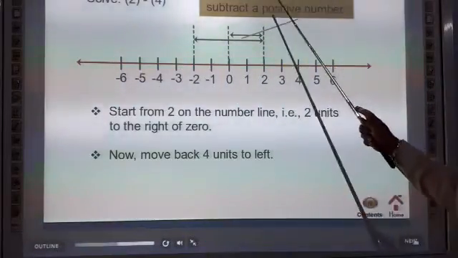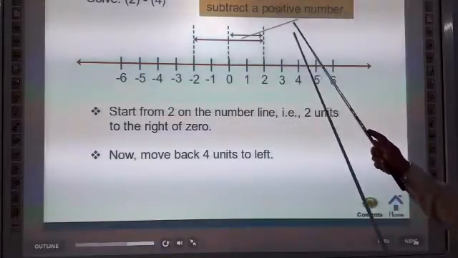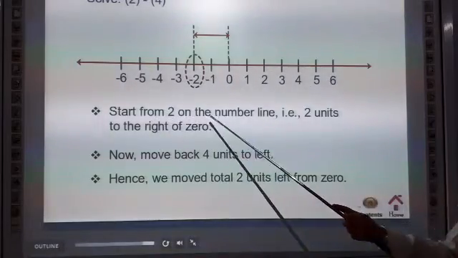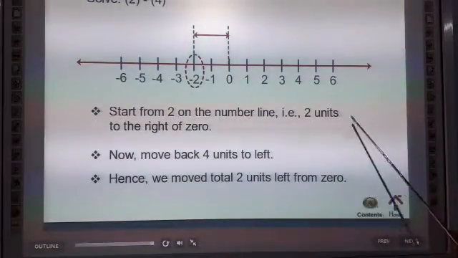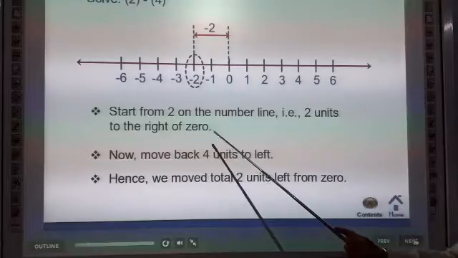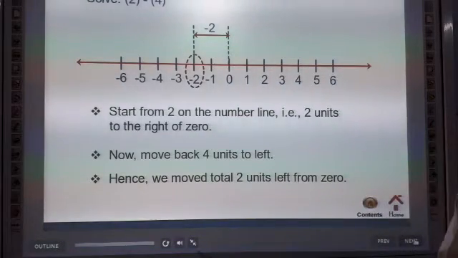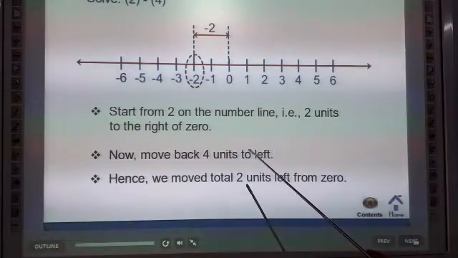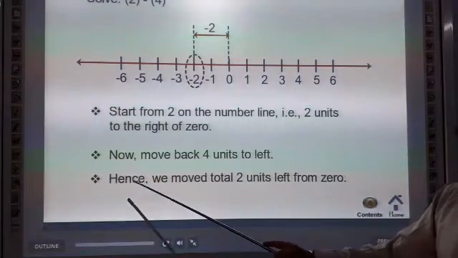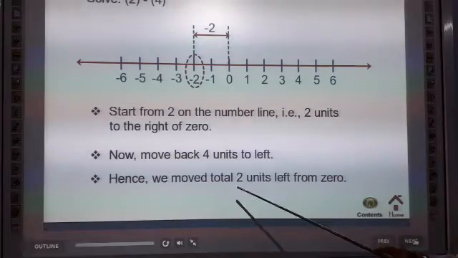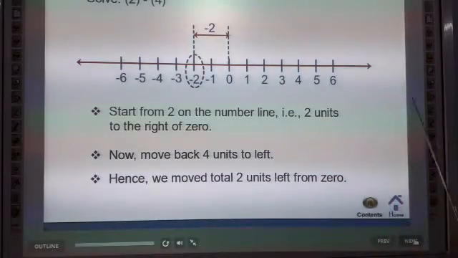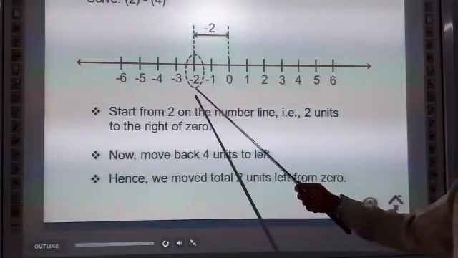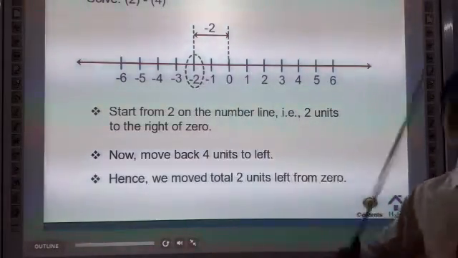We move to the left because we have to subtract a positive number. Start from 2 on the number line, that is 2 units to the right of 0. Next, now move back 4 units to the left. Last, hence we moved a total of 2 units left from 0. So the integer is minus 2.